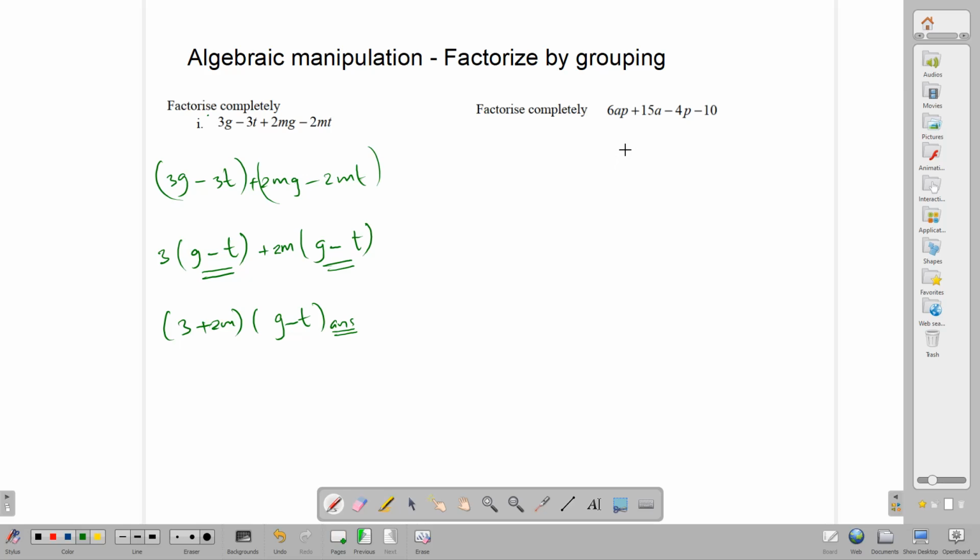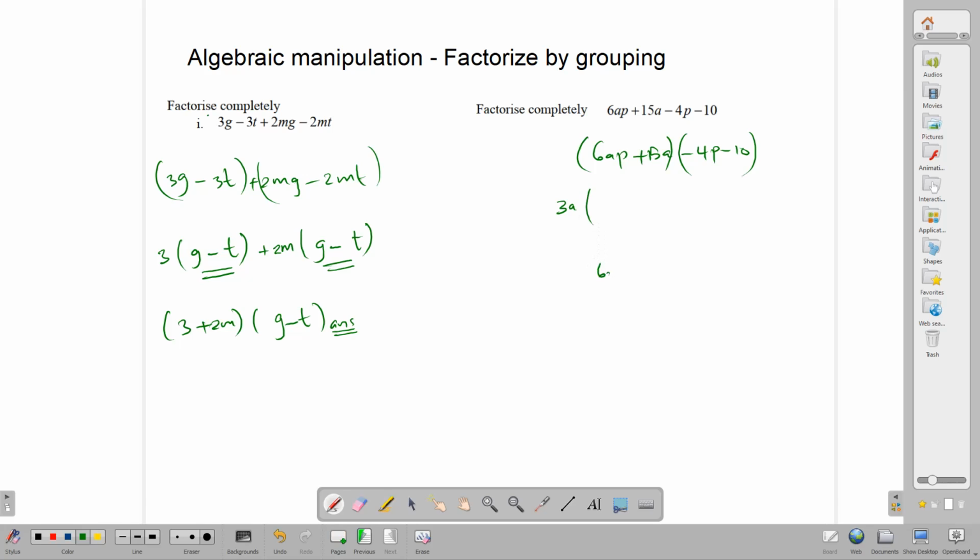And in this question, we have 6ap plus 15a minus 4p minus 10. We can divide here by 3a, since 6 and 15 can be divided by 3, and also a is common to both. So we group these two together and group these two together. Our common factor is 3a. So we write our 3a, we open our bracket.